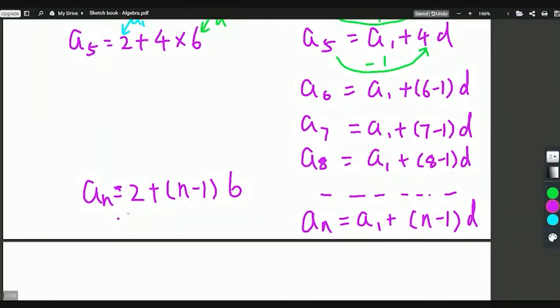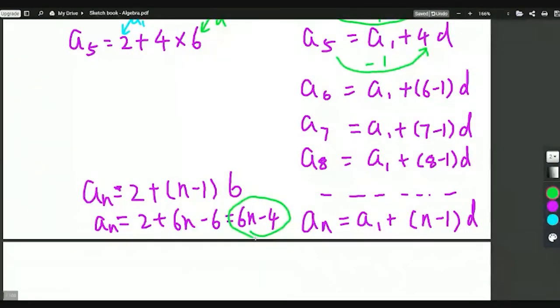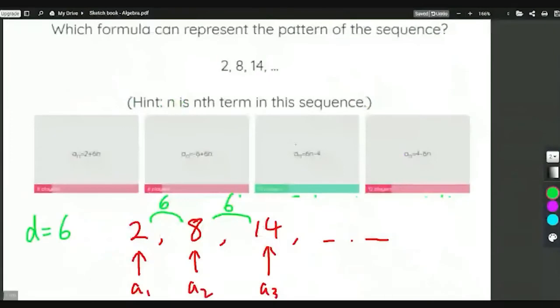And then let's simplify this. This will be an equals 2 plus the 6 times n, 6n, and then minus 6. And that's going to be 6n subtract 4. 2 subtract 6 is negative 4, right? So that is the answer: 6n subtract 4.